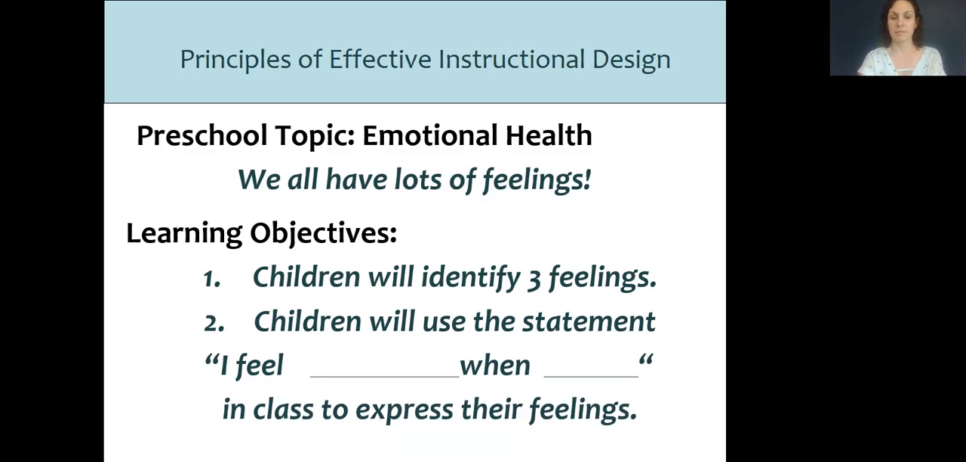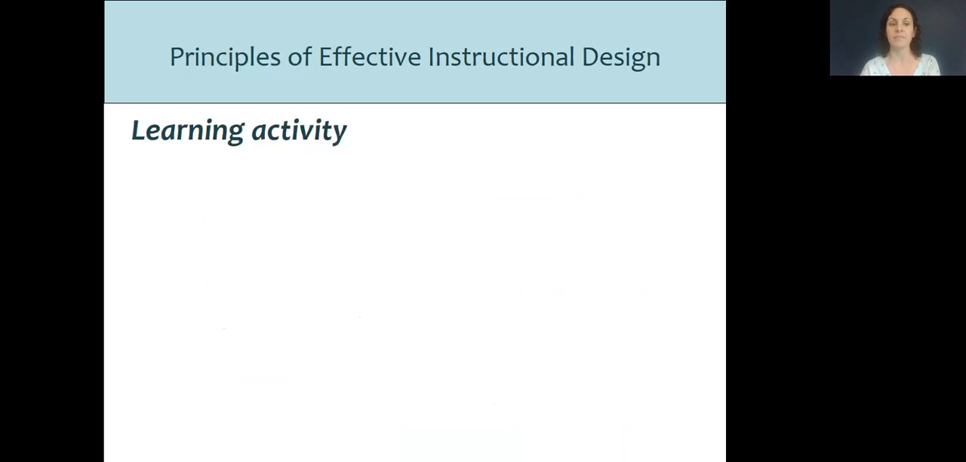So this statement, I feel blank when blank, is something we're going to start using. I'm introducing it during this lesson, but it's something I want them to use to express their feelings in class. So those are my objectives, 2 objectives. They're going to identify feelings and they're going to use this statement. So now I need to come up with learning activities that help them learn 3 different types of feelings, and then also that they can practice using that statement with.